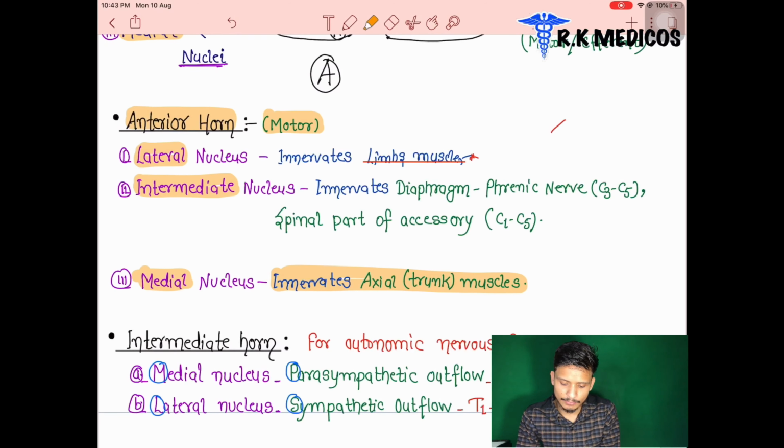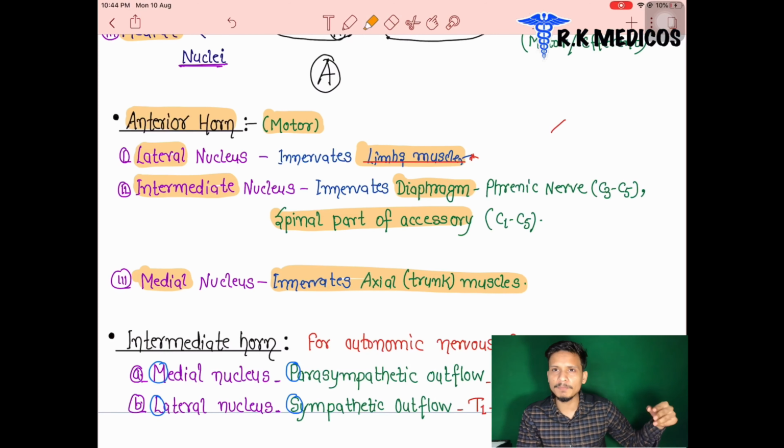Next we can see the lateral one is supplying the limbs, either the upper limb or lower limbs. All the muscles of the upper limb and lower limb are supplied through what? They are supplied through the lateral nuclei of the spinal cord. Next we are going to see the intermediate nuclei. In between them, in the gray matter, they are going to supply the diaphragm, via the phrenic nerve. They mix together with the spinal part of the accessory nerve, that is the 11th cranial nerve, and they supply the diaphragm. Now it's very clear. In the anterior portion, the 3 nuclei have different functions. They are supplying different parts of the body.